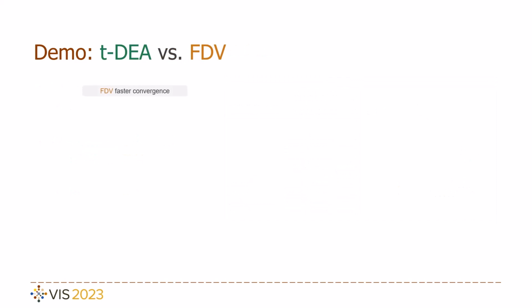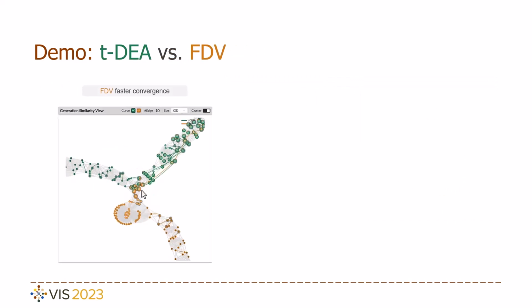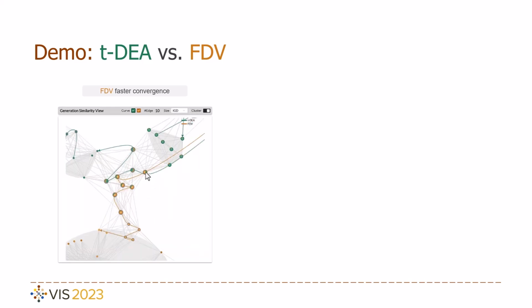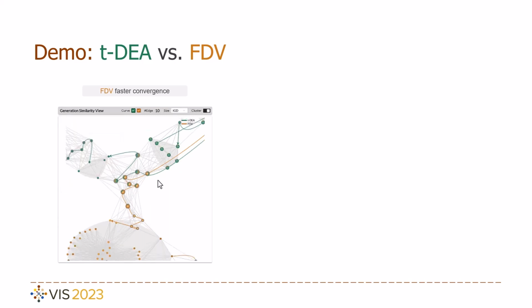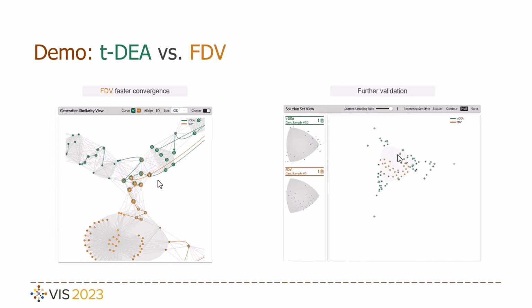In the generation similarity view, the intersection area of TDEA and FDV shows that the early generations in the FDV's evolutionary process are similar to the intermediate generations in the process of TDEA. This suggests the faster convergence of FDV. Further examining the solution sets, we find that the scatter plots of both algorithms have outlying solutions beyond the reference set area with relatively large similarity.